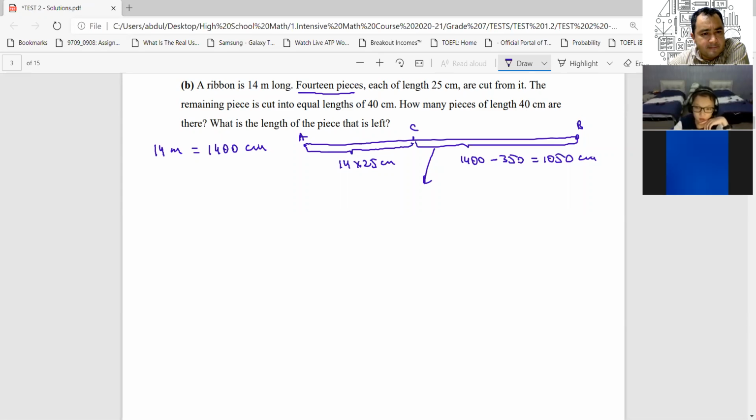How did you get 350? So actually the total length of this ribbon is 1,400, right? So here we have already cut out 14 pieces, each of length 25, right? So here 14 times 25, that's equal to 350. Okay. So now 1,400 minus 350. So just we need to divide this 1,050 by 40, right? So that means that this zero, they cancel each other.